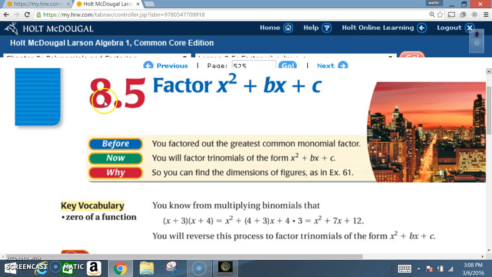Okay, class, today we're in section 8.5, factor x squared plus bx plus c. Before, you factored out the greatest common monomial factor. Now, you will factor trinomials of the form x squared plus bx plus c. Key vocabulary, zero of a function.